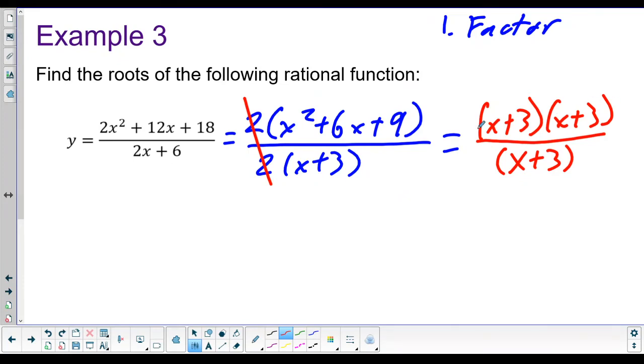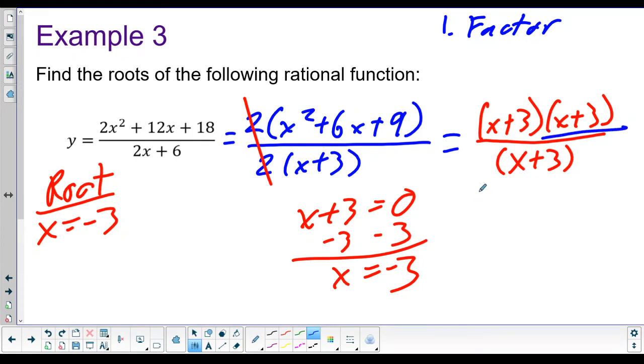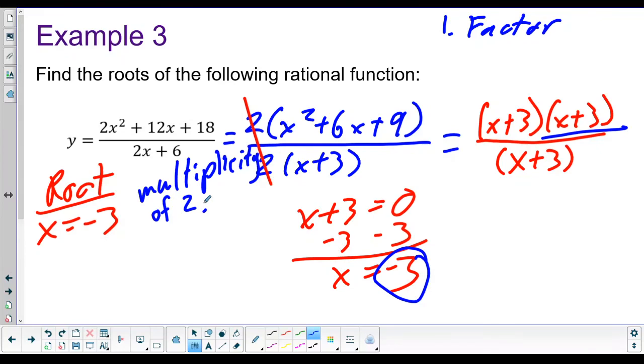So we're going to find our roots by saying the top equal to 0. X plus 3 equals 0. Subtract 3. X equals negative 3. So that's a root. Okay. I'm going to assume I don't need to do this one because you already know the answer. It's that. So this is what's called having a multiplicity. Let me write that word out. Multiplicity of 2. It just means that the root happens twice.